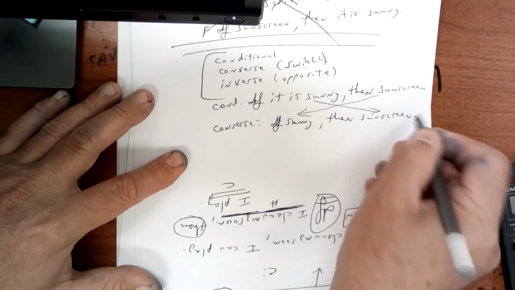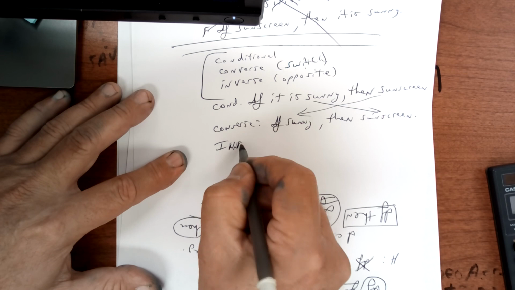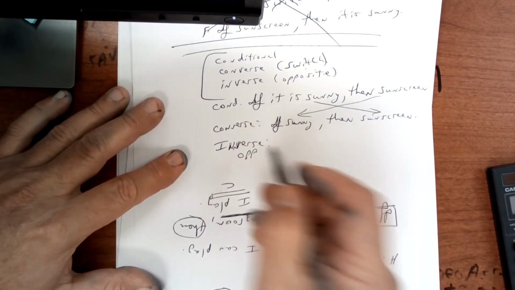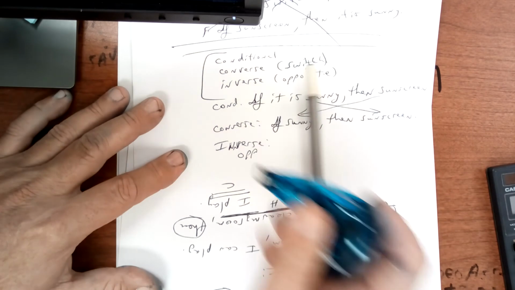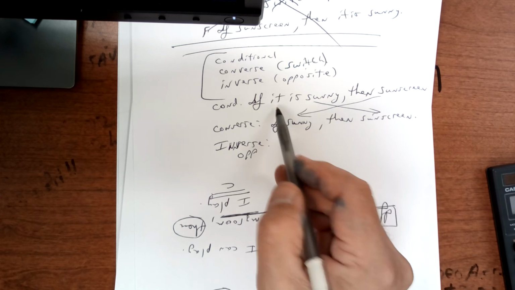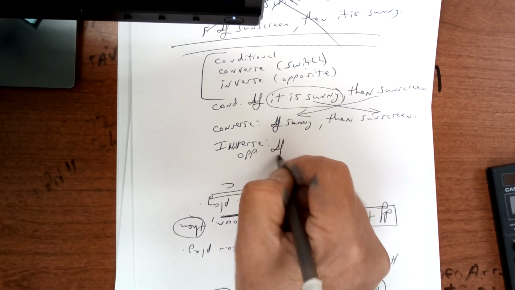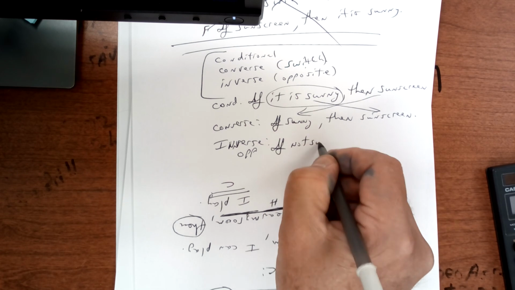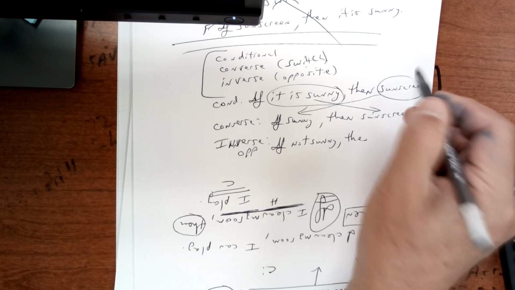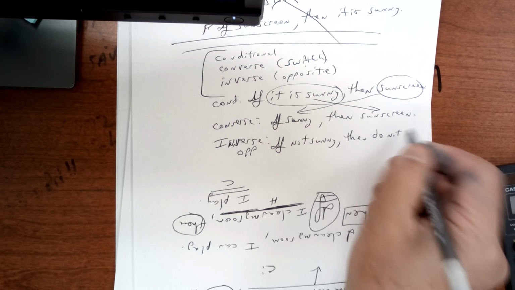The inverse is the opposite. So inverse is the opposite. So the opposite, you don't switch them. You say the opposite of if it is sunny. So you say, if it is not sunny, then, and you say the opposite of this one, then I do not wear sunscreen.